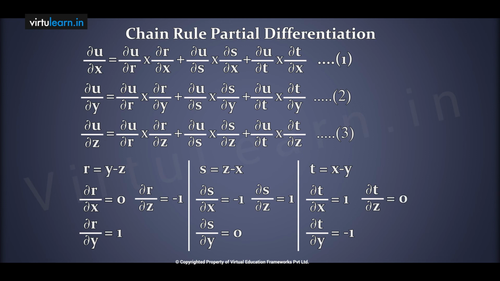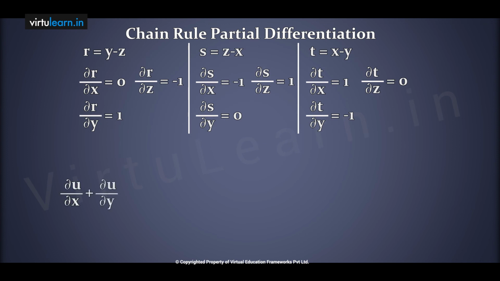Now I calculated all these terms. You substitute all these terms in the above formula: ∂u/∂x plus ∂u/∂y plus ∂u/∂z. Here which term is 0? Observe this one, ∂r/∂x. In the first formula, ∂u/∂r into ∂r/∂x, ∂r/∂x is 0. I am not writing that term. Means the remaining terms: ∂u/∂x plus ∂u/∂y plus ∂u/∂z equal to, first ∂r/∂x is 0, anyhow, so I am not writing the first term.